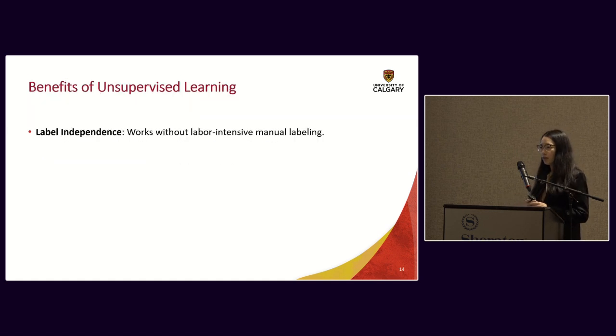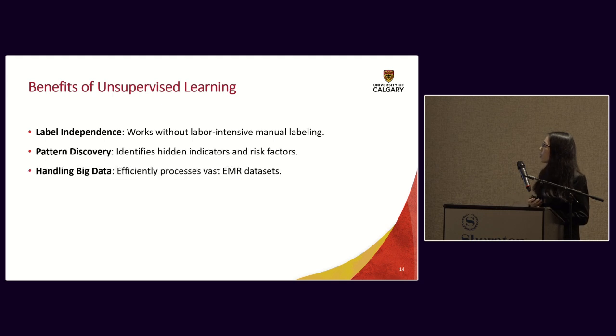Although I mentioned so many challenges and limitations of these algorithms, there could be a lot of potential and benefits for unsupervised learning. So the first one and the most important one is label independence. Unsupervised learning doesn't require the labor-intensive manual labeling process to create this type of data set for training the model. And it can also identify hidden indicators and risk factors. So for example, by separating the patients into different groups, it might have the opportunity to identify the variant risk of sepsis in those clusters. And it can handle the large amount of EMR more efficiently.